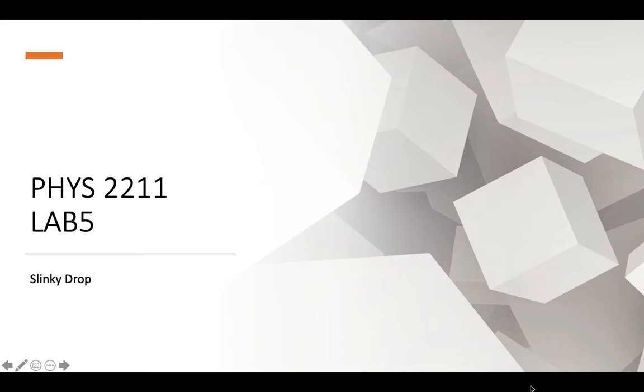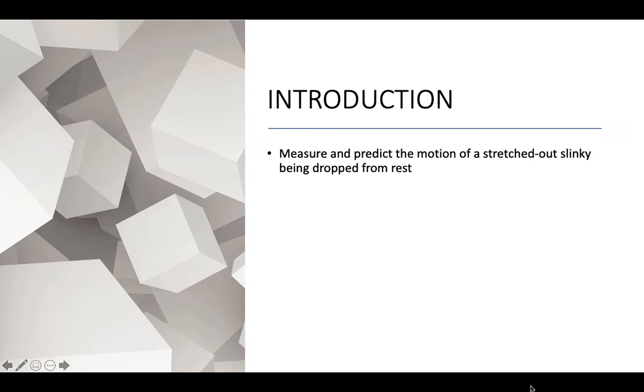This is Physics 2211 Lab 5. It is about the Slinky drop. The purpose of the experiment is to model the motion of a stretched Slinky drop from static equilibrium and compare the observed data to a predicted model.